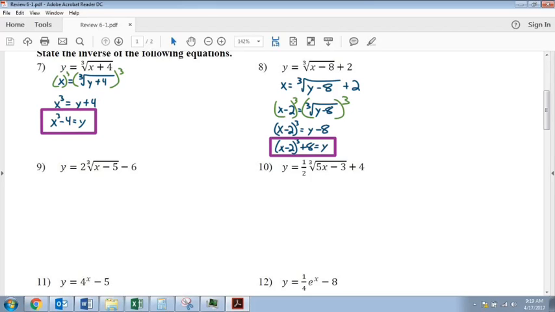All right. Number 9, same idea. If you haven't stopped and tried number 9 and 10 on your own, go for it. But if you're not pausing on it, keep going. So here we go. Again, switch x and y. x equals 2 times the third root of y minus 5, minus 6. All right, now we have two things out. We've got one out front, one out back. We've got to move them both. So that becomes x plus 6 equals 2 times the third root of y minus 5.